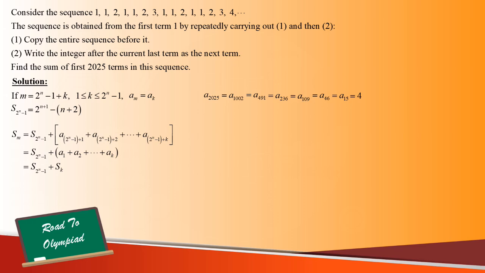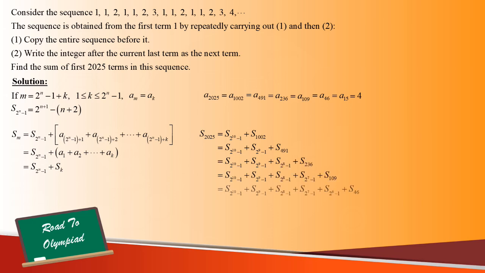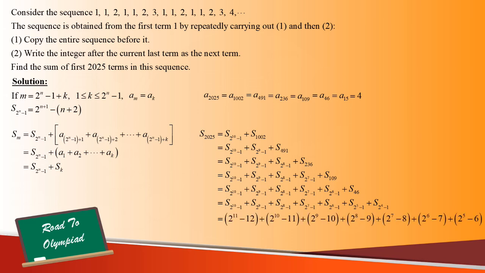Therefore, we can now compute S2025 as S_(2^10 − 1) plus S1002, and S1002 can be written as S_(2^9 − 1) plus S491, and so on, until we get this one, where we can just plug in the formula for S_(2^n − 1) to obtain this. By some simple computations, the result is equal to 4001, and this marks the end of our solution.